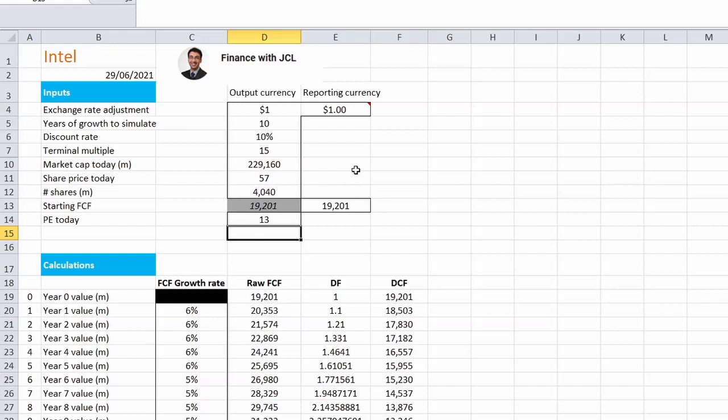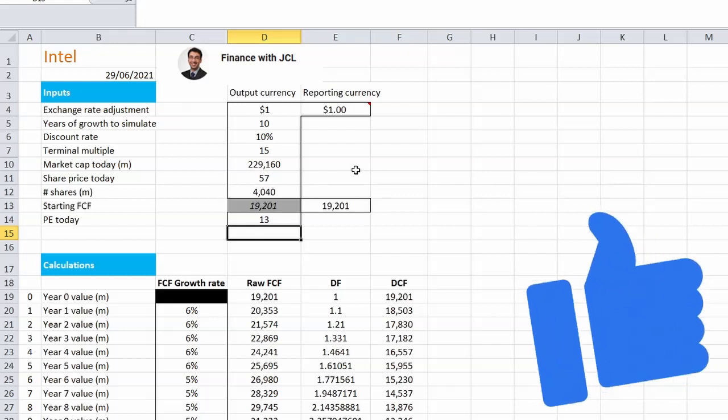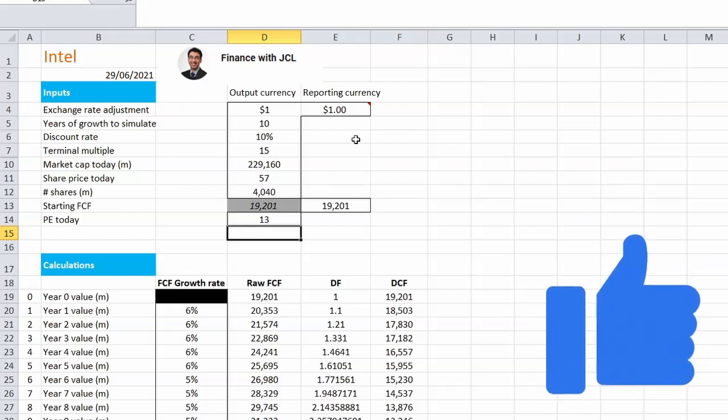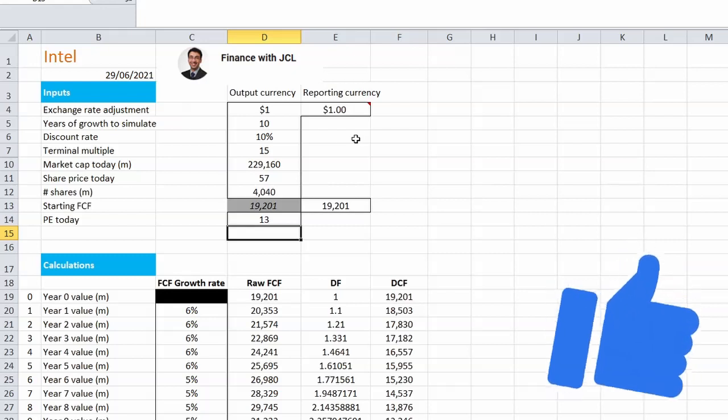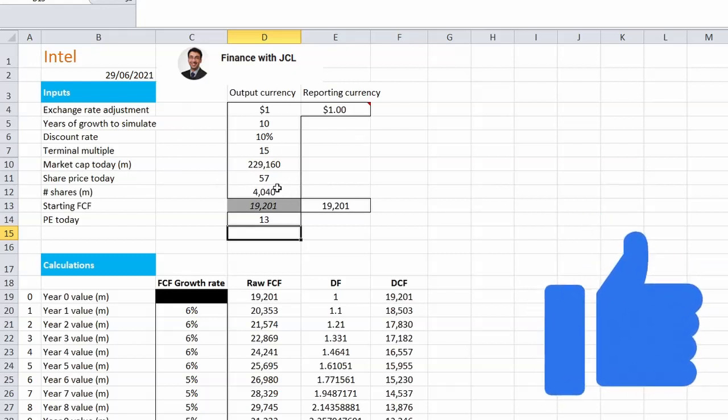So again, you've got to be quite careful not to use an excessive number. 15, I think, for Intel's a good one because it's a little bit higher than what they're at today. And 15 is kind of the US market overall average over a long period of time. And what we have also input here is the number of shares.